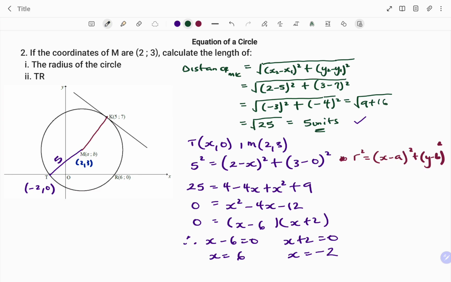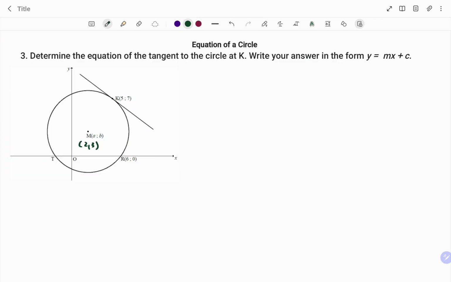So therefore, finding the distance TR will be the distance T to O plus O to R. So we have that as 2 units plus 6 units, and that's equal to 8 units. Let's look at the last part of the question. The last part of the question says, determine the equation of the tangent to the circle at K. Write your answer in the form y equals mx plus c.